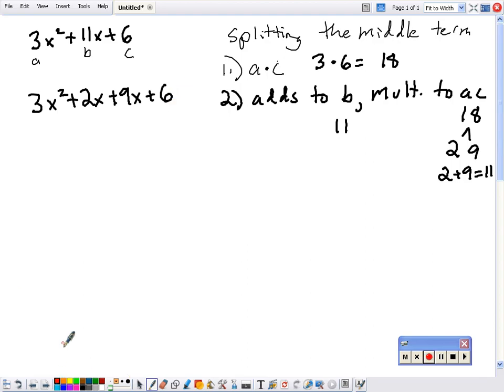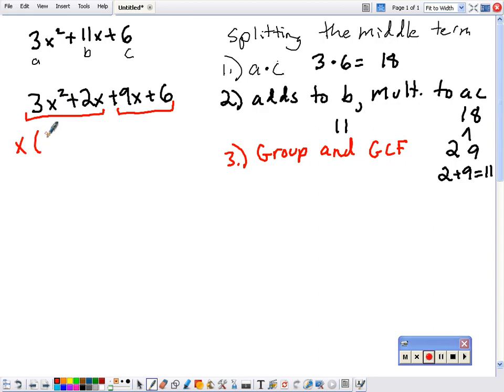All right, so now we are going to group the first two terms, and group the second two terms, and look for the greatest common factor of each. I call step 3 group and take out the greatest common factor. So I'm just going to write group and GCF. When I look here, I have 3x squared plus 2x. So I'm going to take out an x, and I'm left with 3x plus 2.